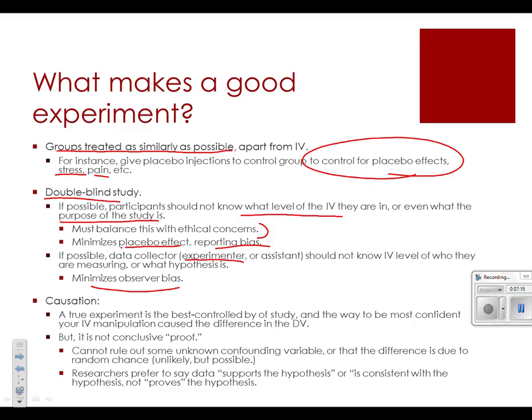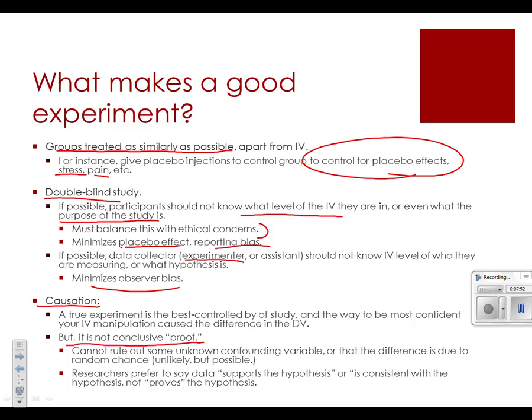So, the question of causation. In a true experiment, like I said, true experiments are kind of the gold standard. They're the best controlled type of study. So you can be most confident that your IV manipulation caused the difference in the dependent variable if in fact your groups wind up significantly different from each other. But being most confident is not the same as being absolutely confident. The results are not conclusive proof.